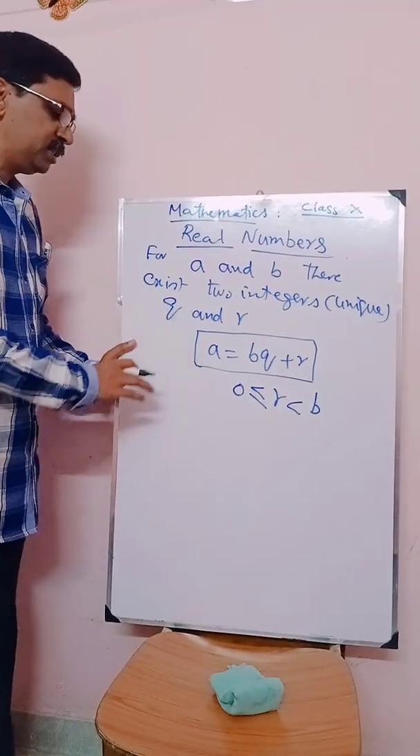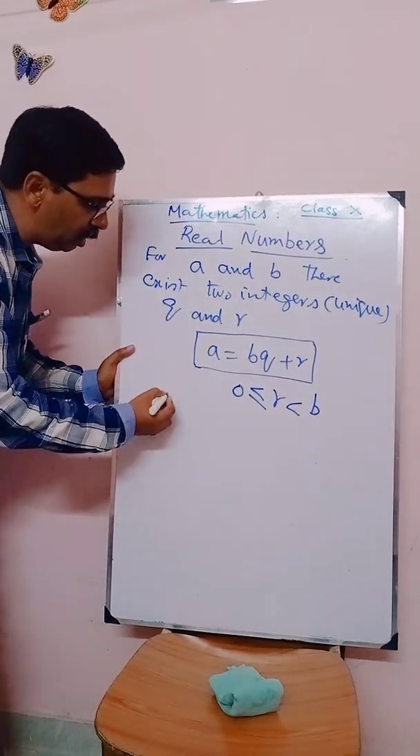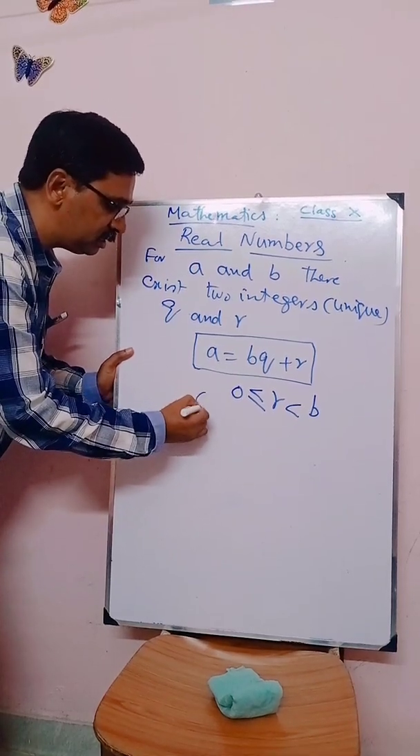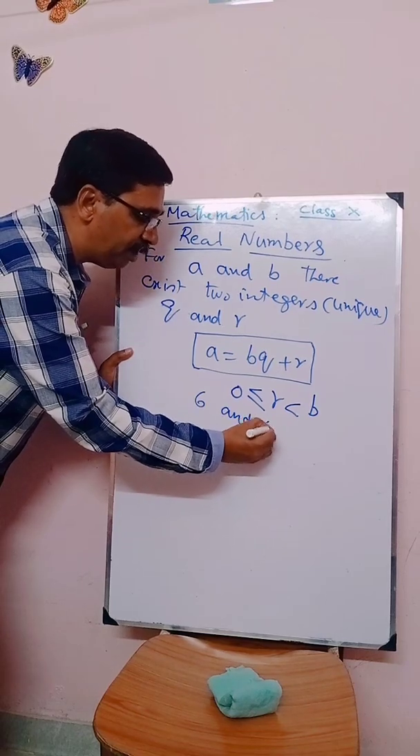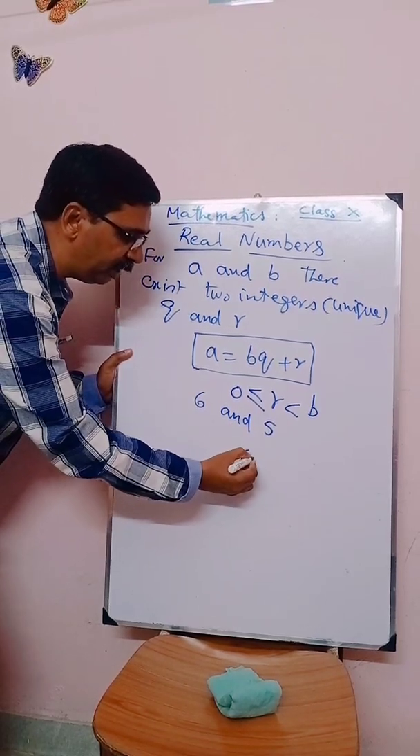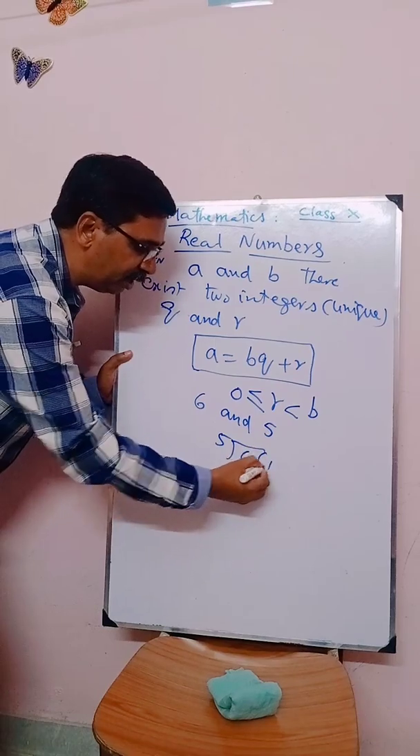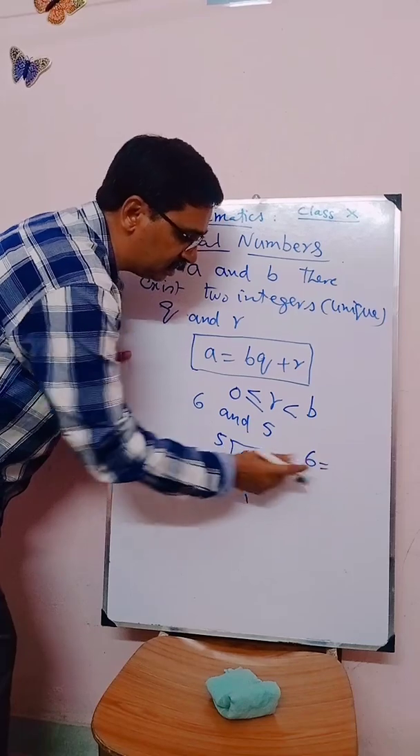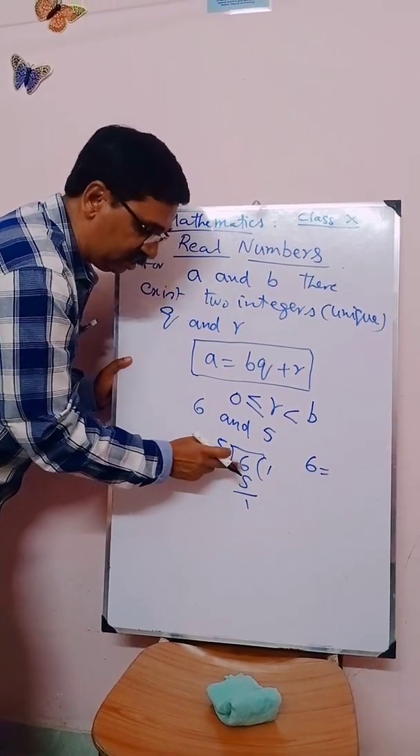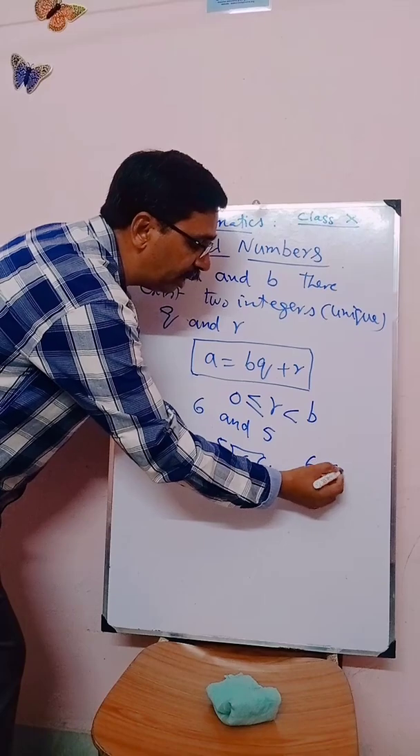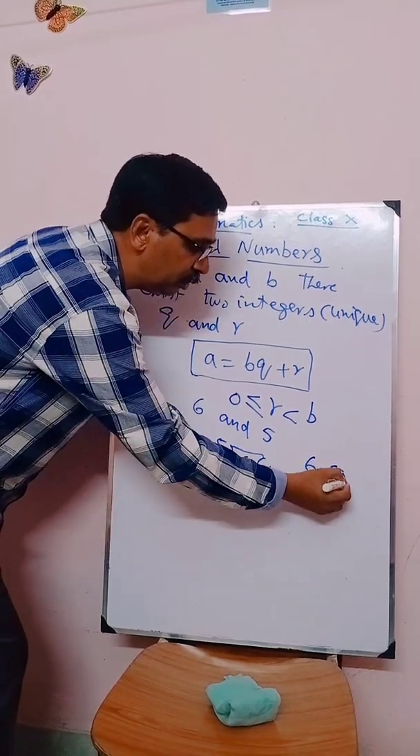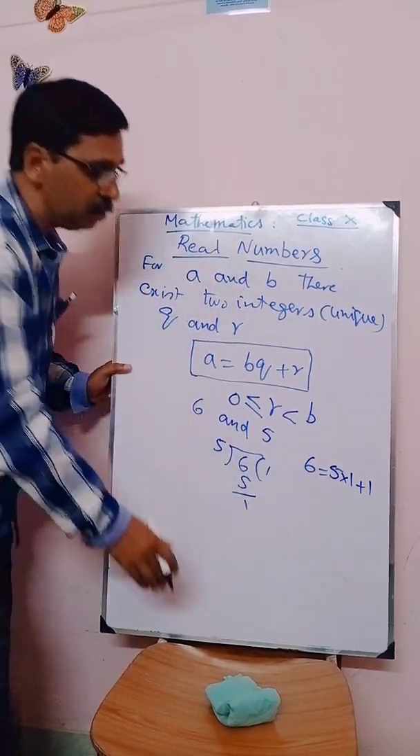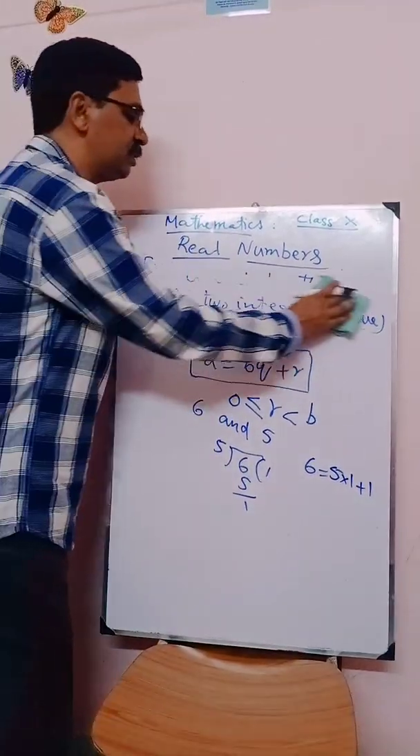Okay, now let us put this in the usual form. For example, let us take two integers again, say 6 and 5. 6 divided by 5, 5 ones are 5, and 1 is the remainder. Now this can be put like this: 6, the dividend a, is equal to 5, the divisor b, into q, that is 1, plus the remainder, again 1.